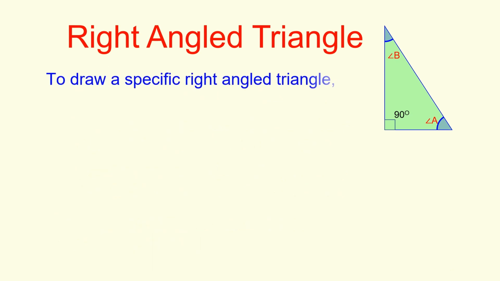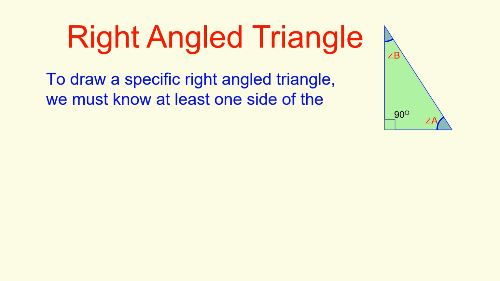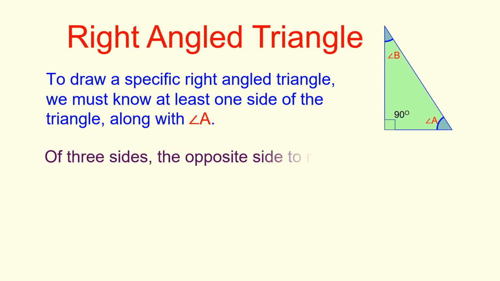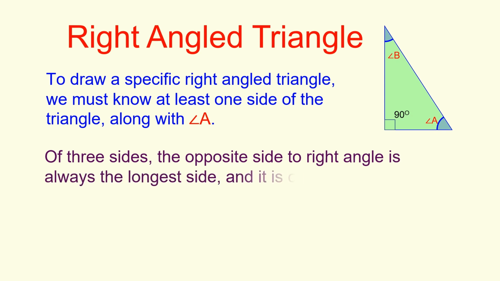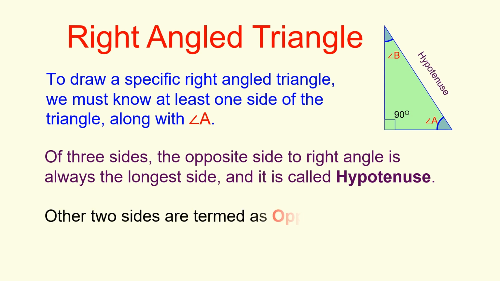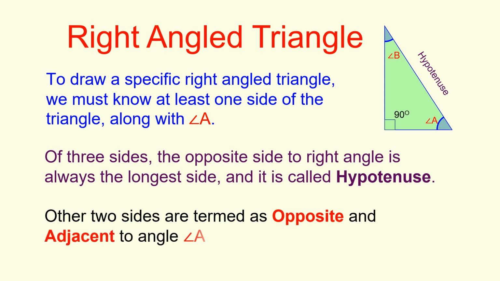To draw a specific right-angled triangle, we must know at least one side of the triangle, along with angle A. Please note, of the 3 sides, the side opposite to the right angle is always the longest side and it is called the hypotenuse. The other 2 sides are opposite and adjacent to the angle A.